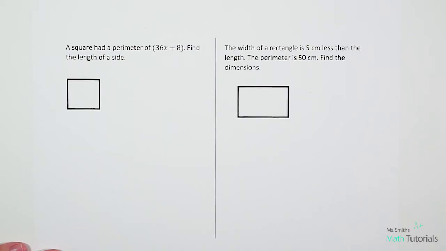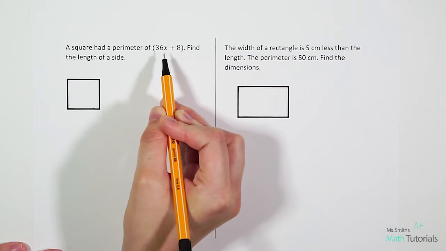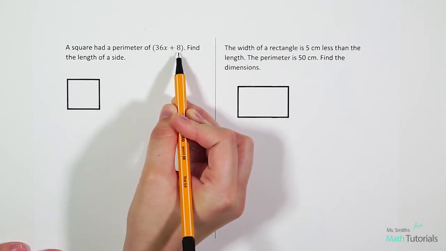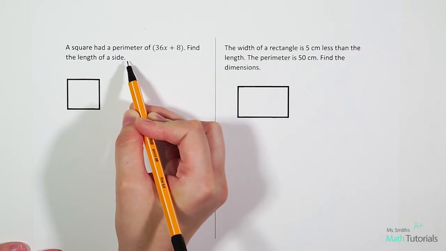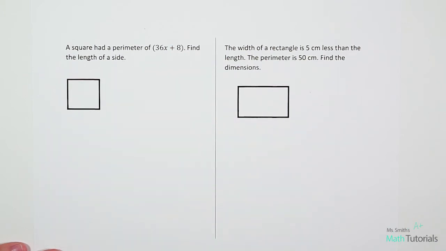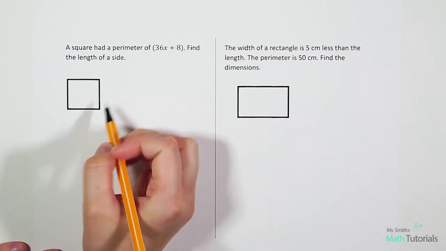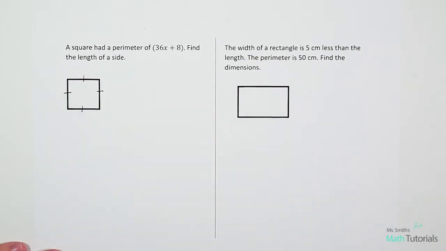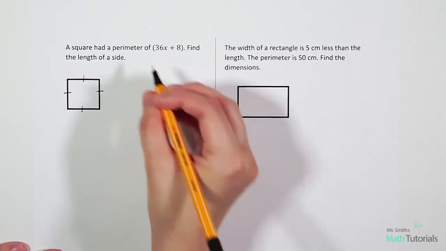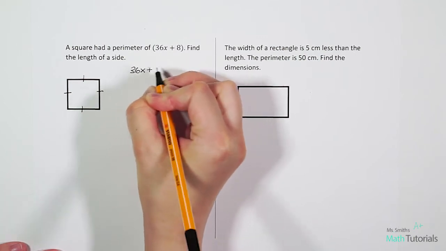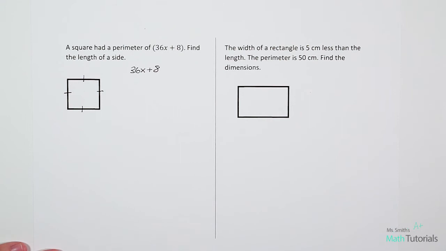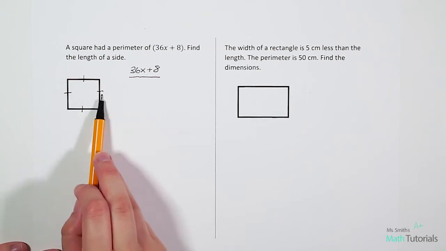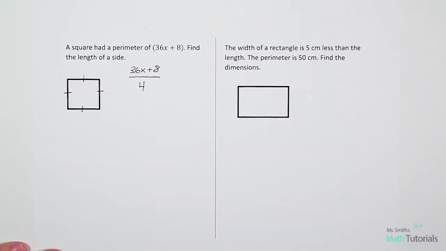Let's look at 2 more examples. A square had a perimeter of 36x plus 8. Find the length of a side. So we need to think about what are our properties of a square. If it's a true square, then all the side lengths would be the same. They'd all be congruent to each other. If we know that all the side lengths are even, and we know the total perimeter is 36x plus 8, we just need to divide the perimeter by how many even sides we have. So in this case, 1, 2, 3, 4 sides. So we just want to divide by 4.